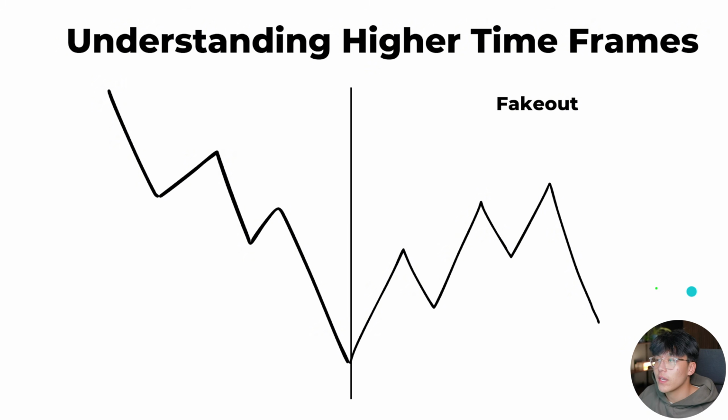As you can see right here, the main thing is understanding the higher time frames. So you can see the higher time frame in this case is bearish. We're making a lower high, lower low, lower high, lower low, lower high, lower low. In this case, what we have is a mini uptrend.